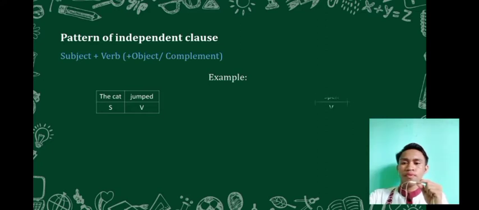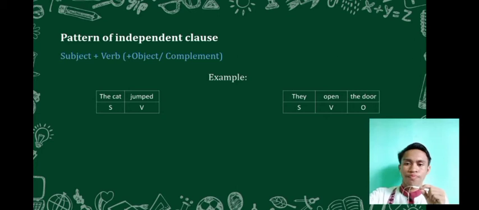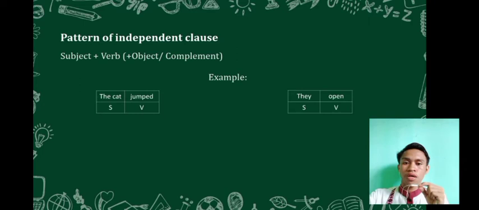Next, they opened the door. While in the clause they opened the door, we can see the object, the phrase the door. If we remove the phrase the door, it will be meaningless. They opened. There must be a question: what did they open? So, we have to put the object. They opened the door.